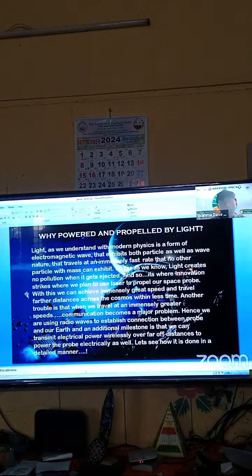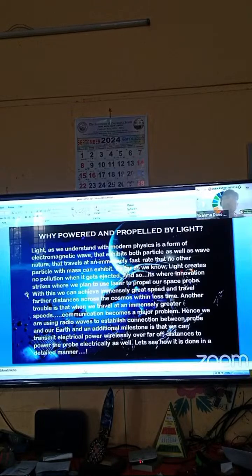Light actually carries a massless particle called a photon. And as far as we know, light creates less pollution than it gets detected. Have you ever heard of light creating pollution when I just switch on my light? It sounds crazy, but the truth is it doesn't produce any pollution. And so that's where innovation strikes: we plan to use laser to propel our space probe.